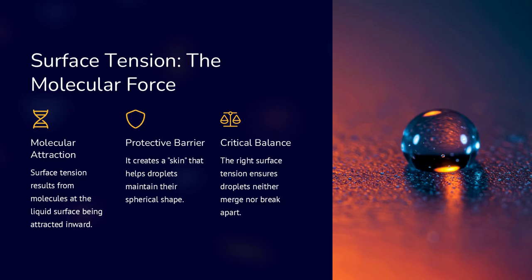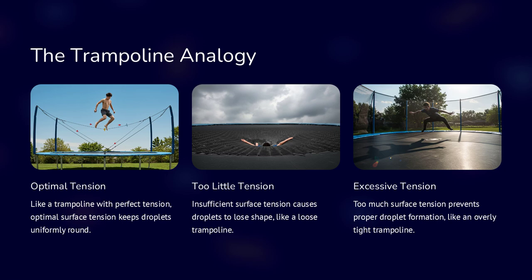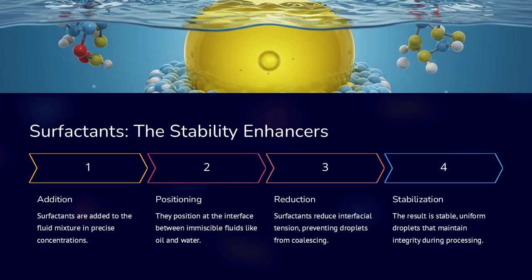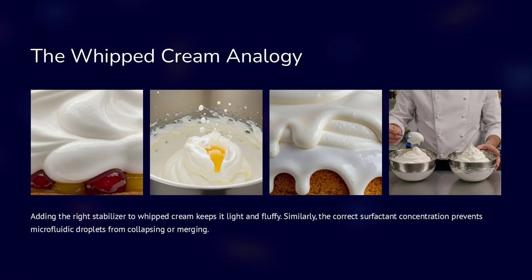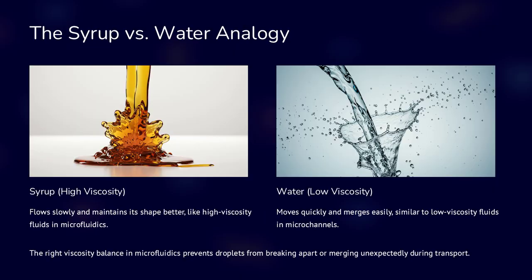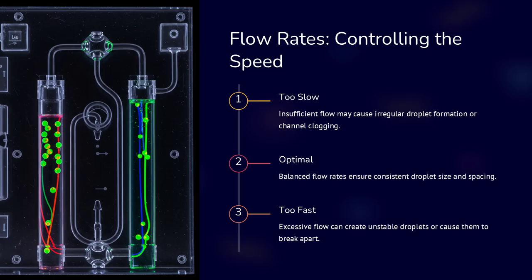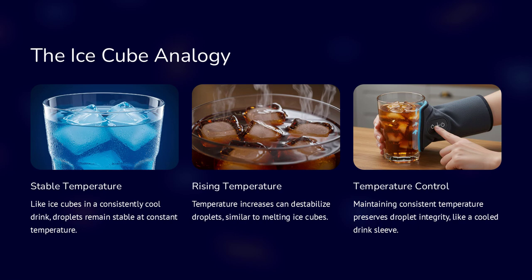In microfluidic systems, droplets are typically created by flowing two immiscible fluids, such as oil and water, through specially designed channels. The stability of these droplets depends on factors like the fluid's interfacial tension, which helps hold the droplet together, and the viscosity of both fluids, which affects how they flow past one another. For instance, if the surface tension is too low, droplets may merge uncontrollably, while too high a tension might hinder droplet formation altogether. How do researchers manage these delicate balances?